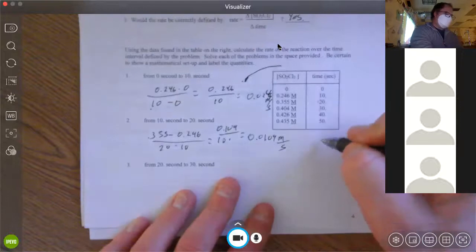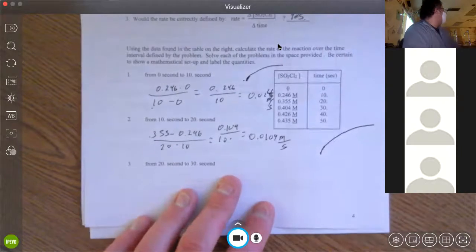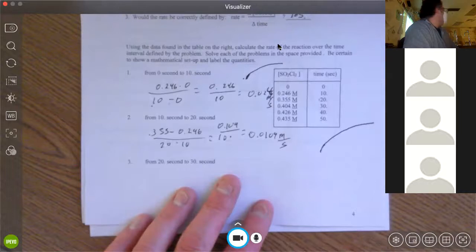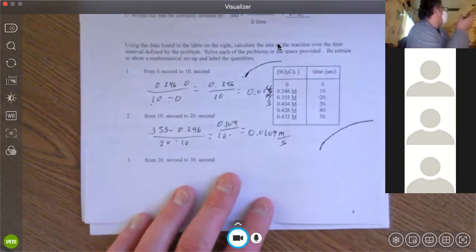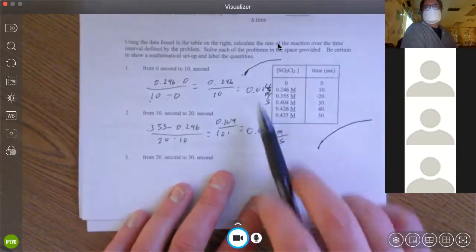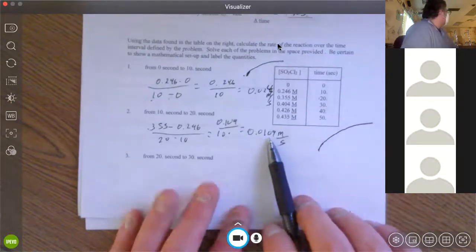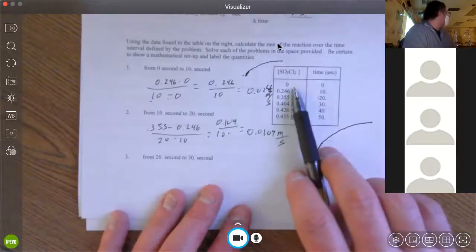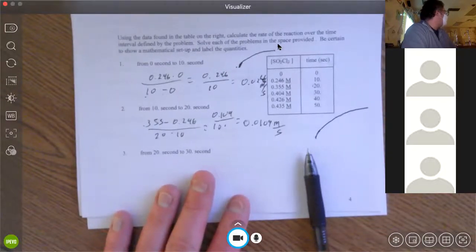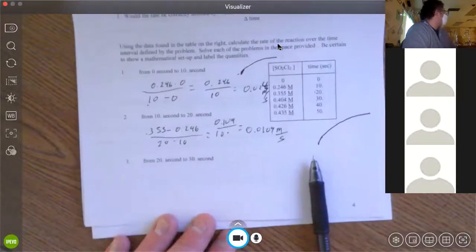Because it goes like this. It doesn't have the same slope the whole time. Why? What is it doing over time? Is it faster, slower, or the same? Slower. It's slower because as time goes on, just like the getting a date to prom thing, there's less reactants that are actually colliding successfully, right? Because some reactants are hitting products.